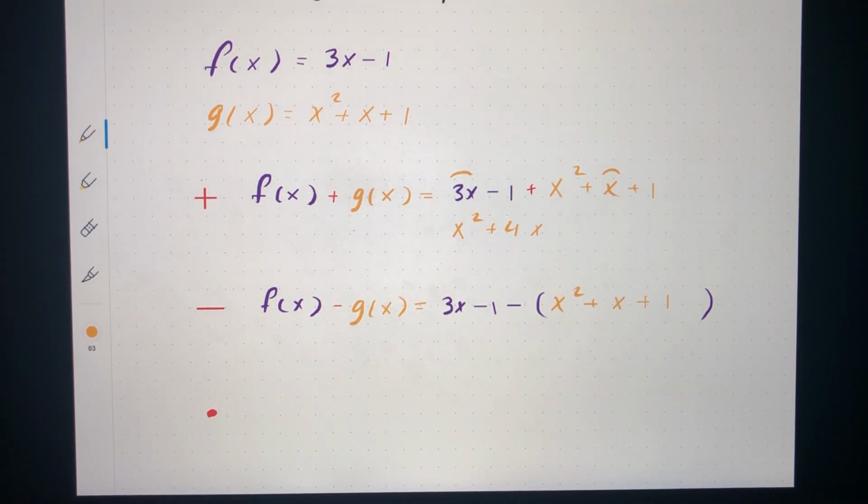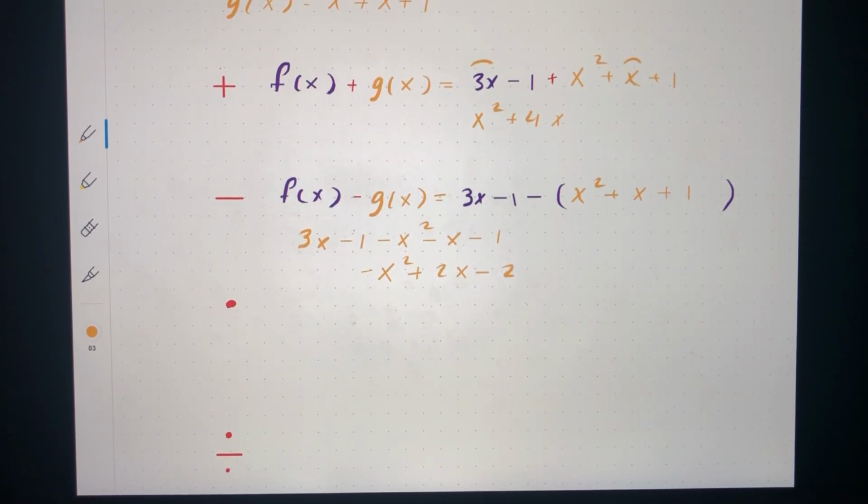So distributing the negative through, we are going to get 3x minus 1, and then negative x squared minus x minus 1. Combining like terms, we get x squared, negative x squared. 3x minus 1x is plus 2x, minus 1 minus another 1 is negative 2.